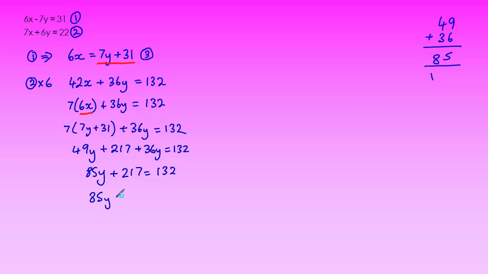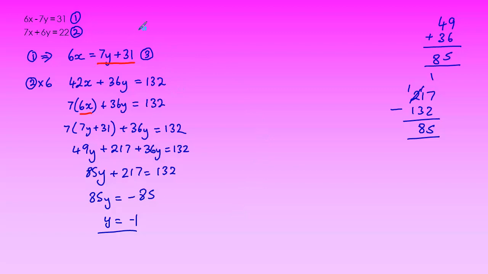So 85y is going to be 132 take away 217. So 217 take away 132. So that's going to give me 5. Need to borrow one from here. So that's 85. So this would be negative 85. And so y is negative 1.